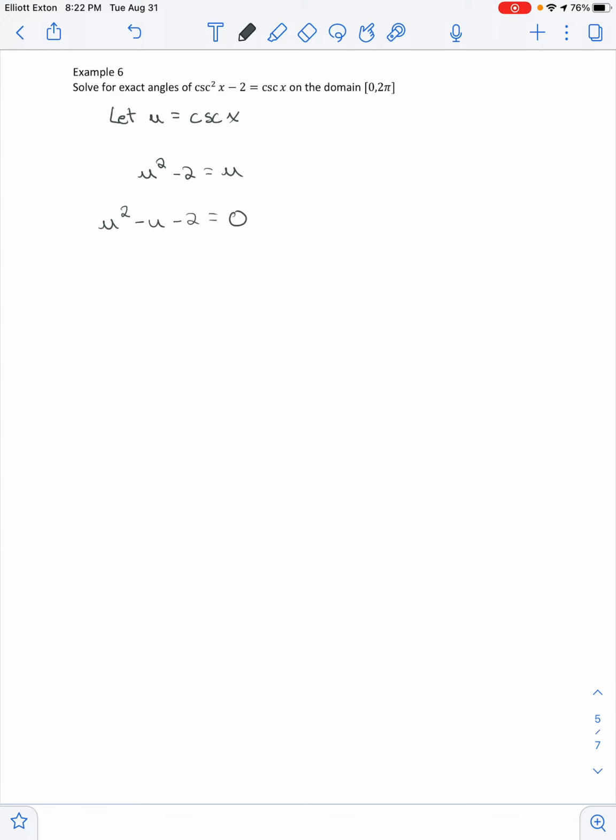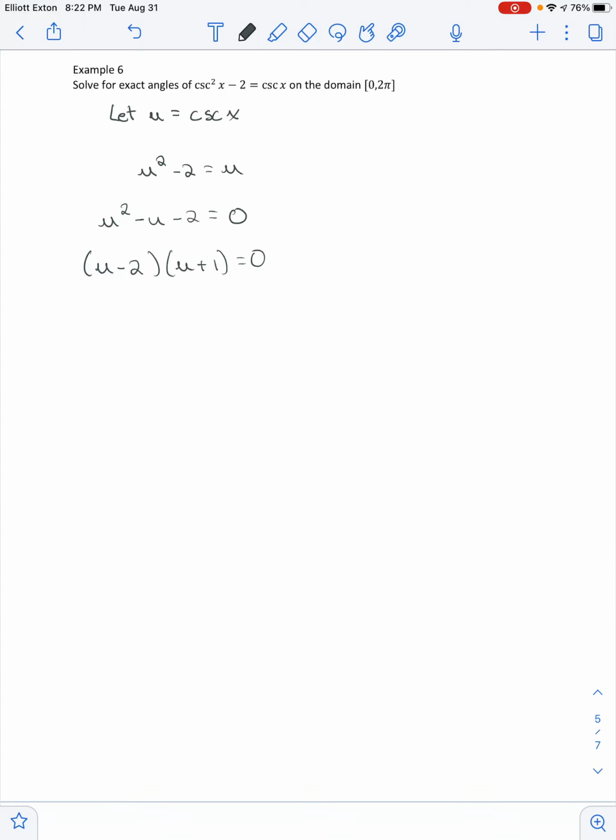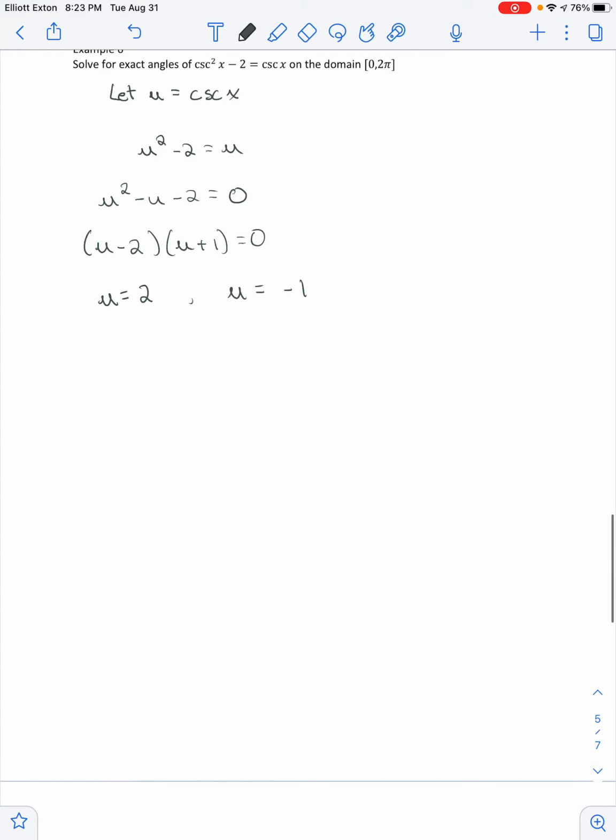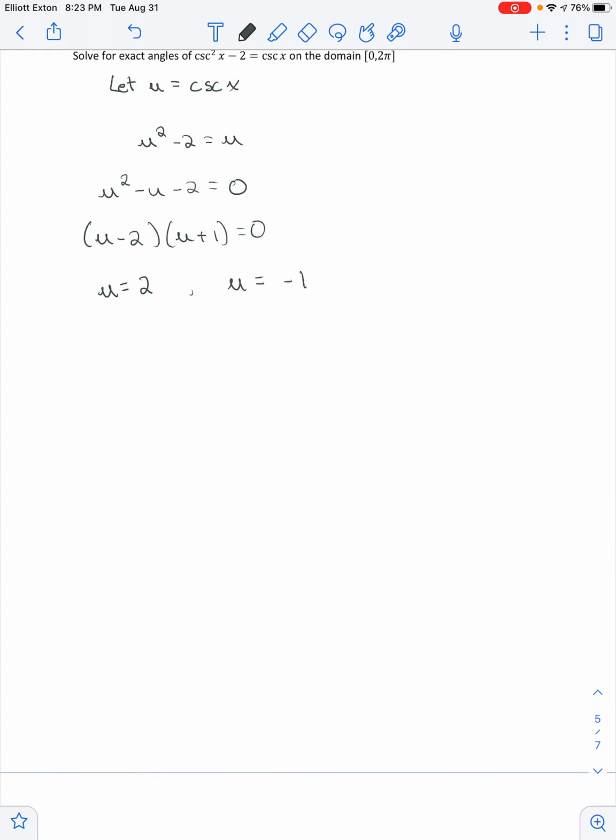Now I'm looking for two numbers that multiply to -2 and add to -1. So those are going to be -2 and +1. So that factors to u subtract 2 times u plus 1 equals 0. So now I know my solutions for this equation are u equals 2 and u equals -1. Now unfortunately I'm not done here. I do need to go back and undo my substitution, remembering that u is equal to cosecant x.